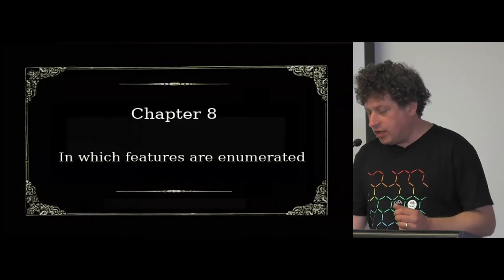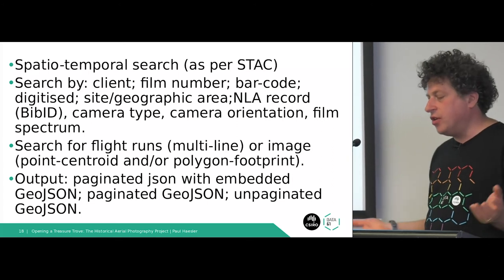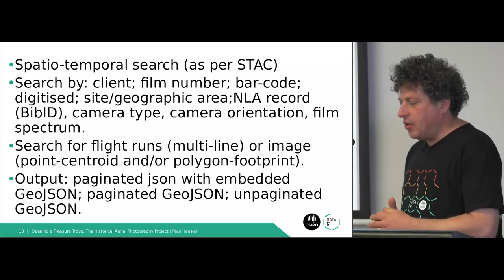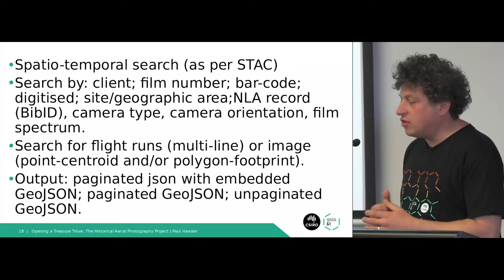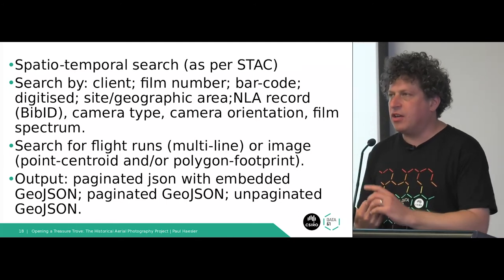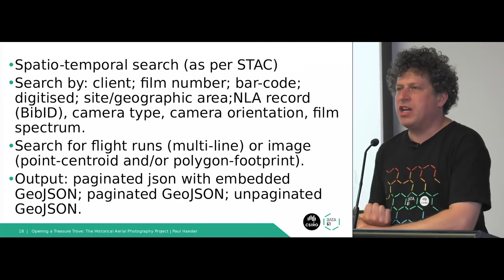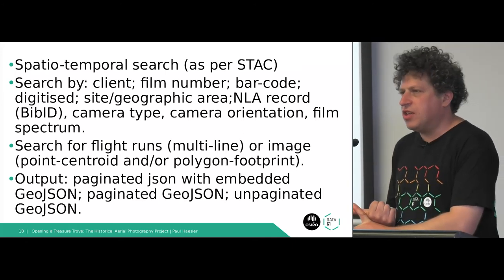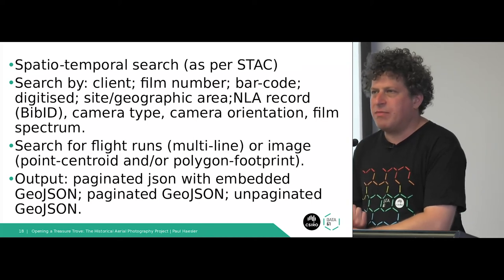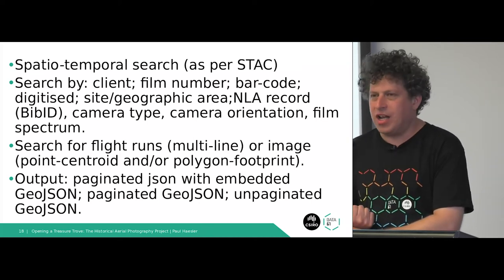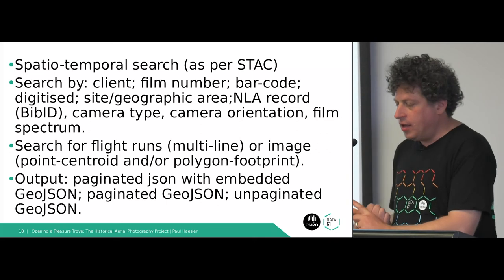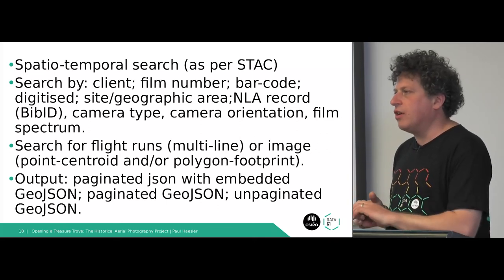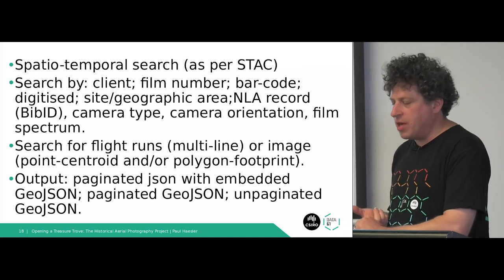So what have we got so far? We have spatiotemporal search as per the STAC standard, as I mentioned before. We can search by a bunch of other interesting metadata fields. So a client, which government agency of the day paid for that flight at the time. It's usually things like the Australian Mapping Authority or the Australian Army or whatever. Film number and barcode, which are really internal things for GA in terms of managing their archive.